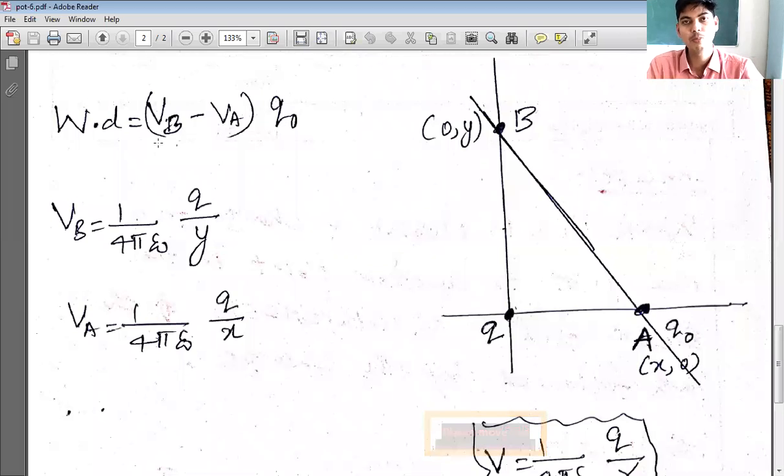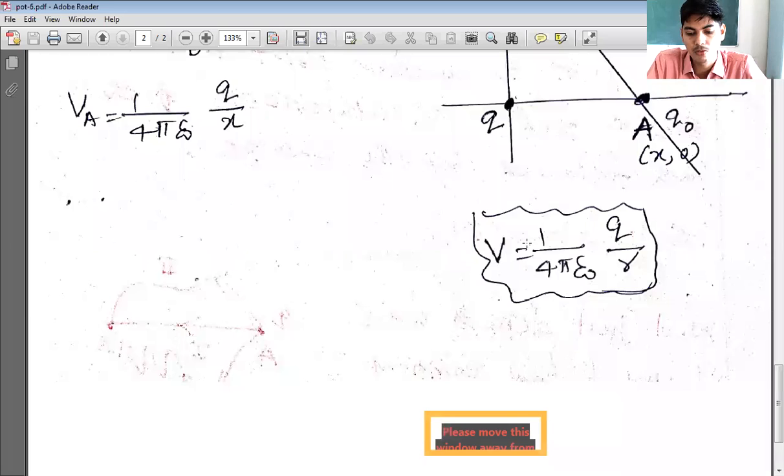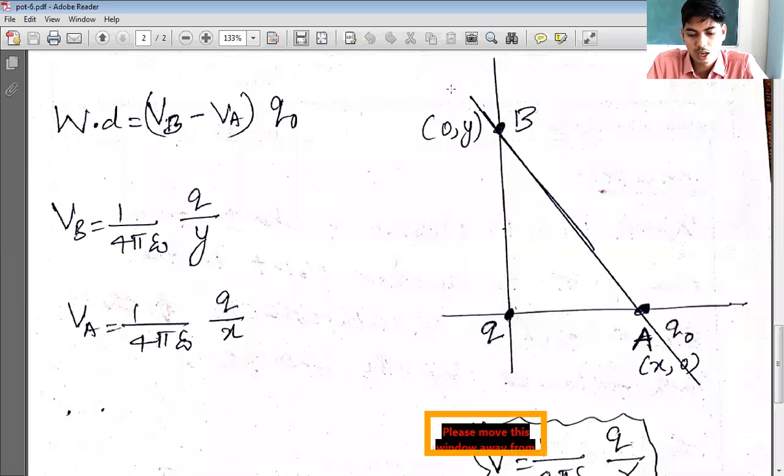How do you calculate VB? Potential at B due to source charge. We know potential at a point due to a source charge is given by V is equal to 1 by 4 pi epsilon Q by R. So potential at B will be 1 by 4 pi epsilon not, Q divided by this distance. Distance between source charge and B is Y. VB is 1 by 4 pi epsilon not Q by Y.